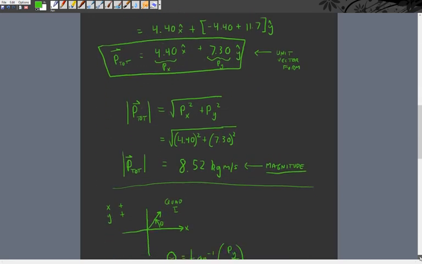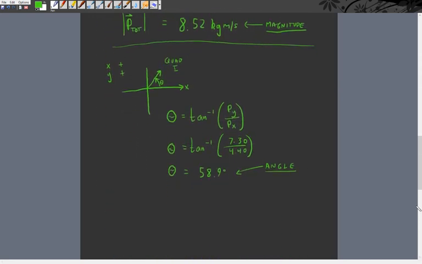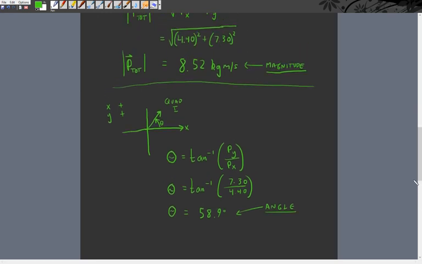All right, guys, hopefully this makes sense. Again, there's no hiding from it. Momentum is a vector, and you have to be able to deal with vectors to deal with momentum. There's no getting around it.